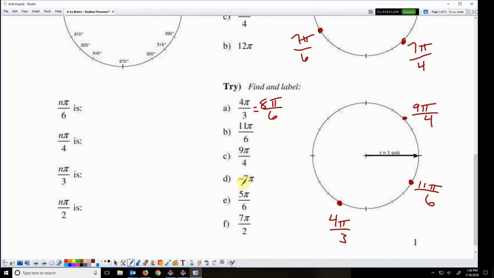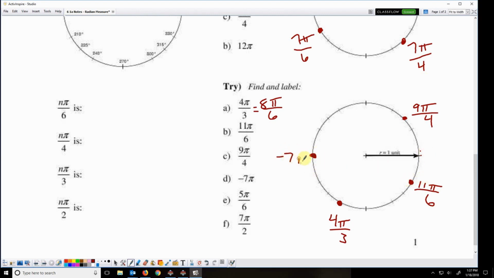-7. Now that negative means go counterclockwise. I'm sorry, it means go clockwise. Positive is counterclockwise, negative is clockwise. -1, -2, 3, 4, 5. We should see a pattern. Odds are over here, evens are over here.